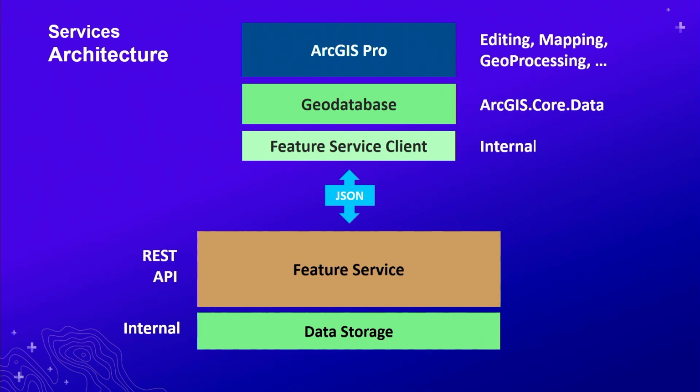From a developer perspective, you can think of it this way. The Pro application tier is where you would access editing, mapping, geoprocessing style modules. You can access the geodatabase via the ArcGIS Core data module. The feature service client is more of a translator of any of the calls in the stacks above to the stacks below. So there's no real Pro SDK component for working directly with the client. On the server side, of course, you can interact with the server via REST APIs.